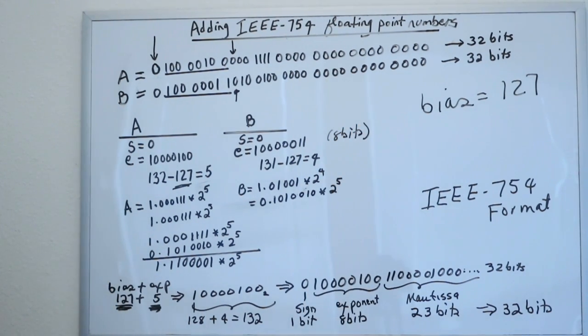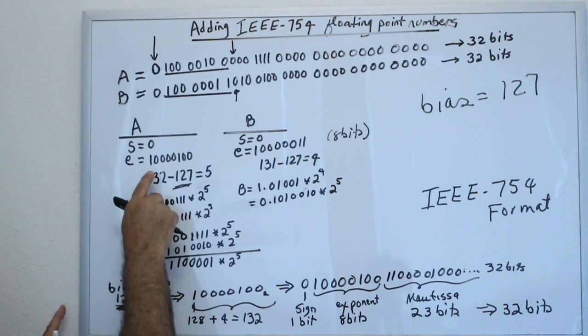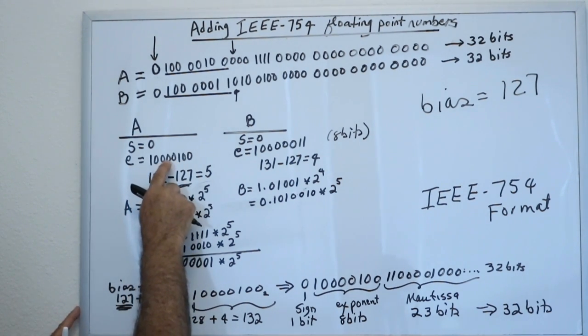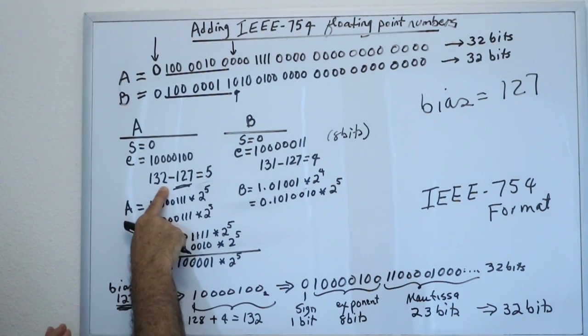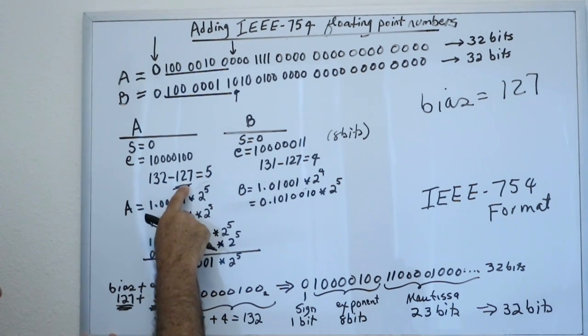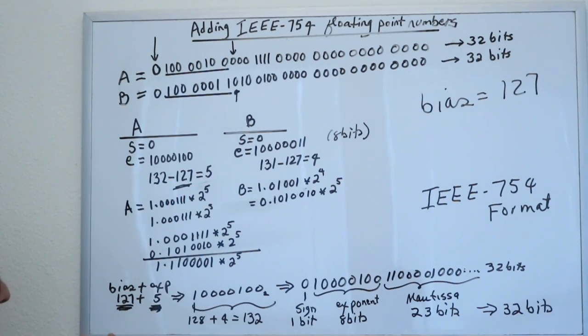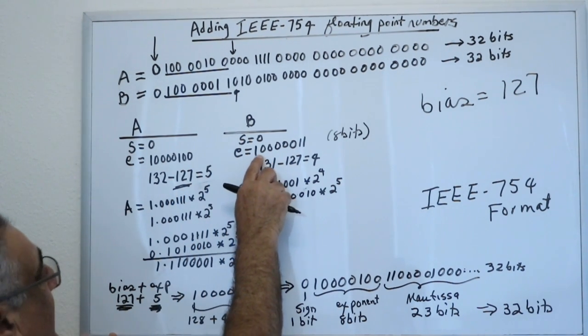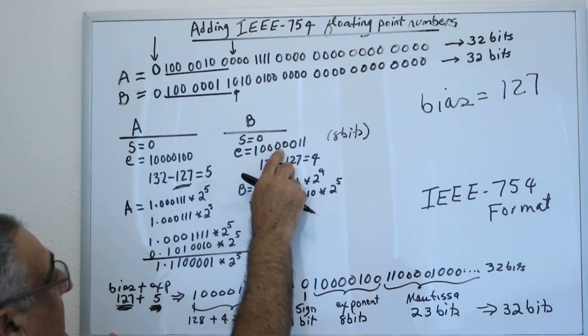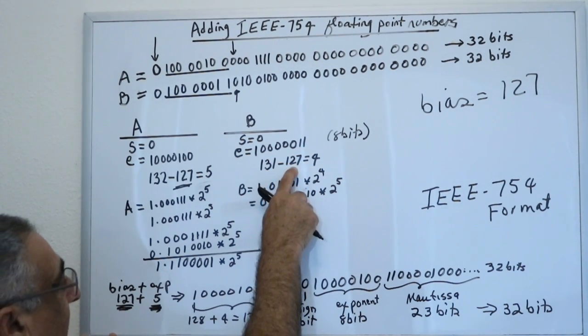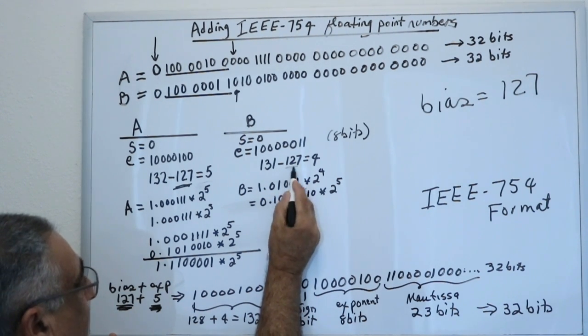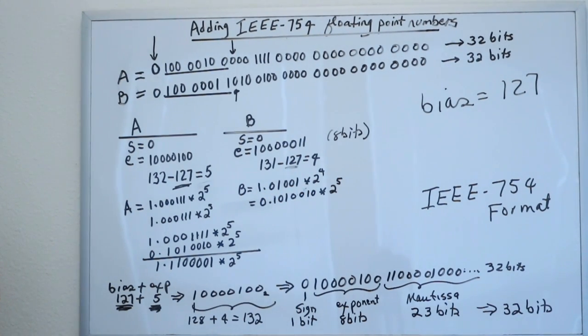That's 8 bits. Now, if I take this number here and convert it to decimal, that's 132 in decimal. I have to take out the bias, 127. So that gives me 5. Same thing for B. The exponent is 10000011, so that's 131 minus the bias, which is 127. So that gives me 4. So now I have the exponents.